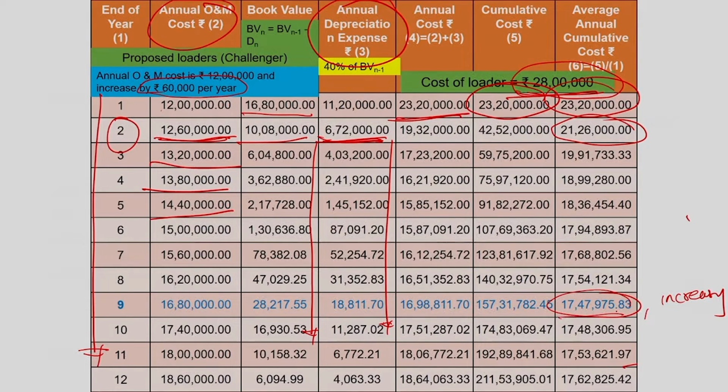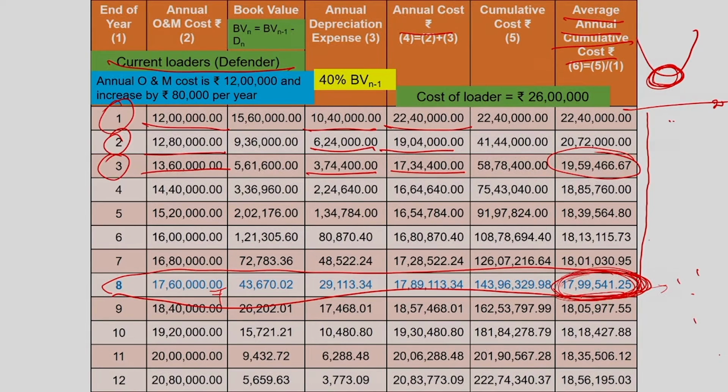So, it justifies the replacement of your old loader with the proposed loader, because the minimum average annual cumulative cost for the Challenger is lesser when compared to the old loader, which is higher. Okay. So, this justifies the replacement.